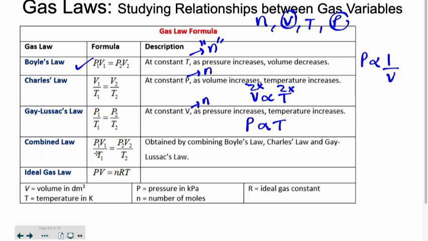Combined gas law can be determined by combining these laws. Combined gas law allows you to study the impact of changing two variables on one additional variable. And then lastly, the ideal gas law. This is the gas law that we will be studying in more detail coming up.